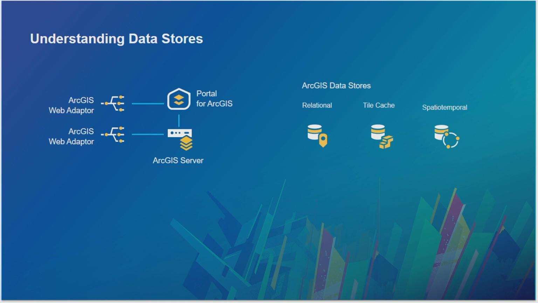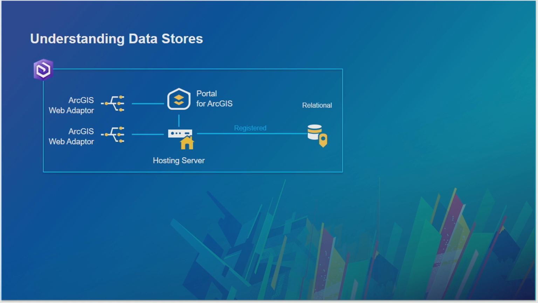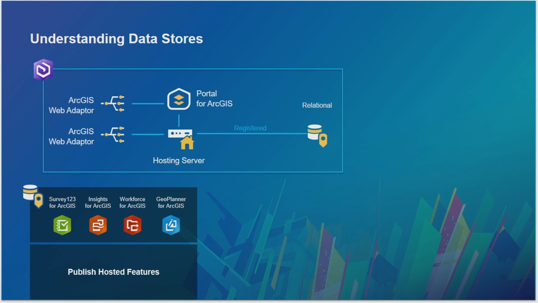So we're going to review the functions that are exposed with each one of these as we register them, and what capabilities you get out of it. Initially, when we register the relational data store, this is what creates our base enterprise deployment. This allows us to publish hosted features, and enables the capabilities of Survey123, Insights, Workforce, and the GeoPlanner app.